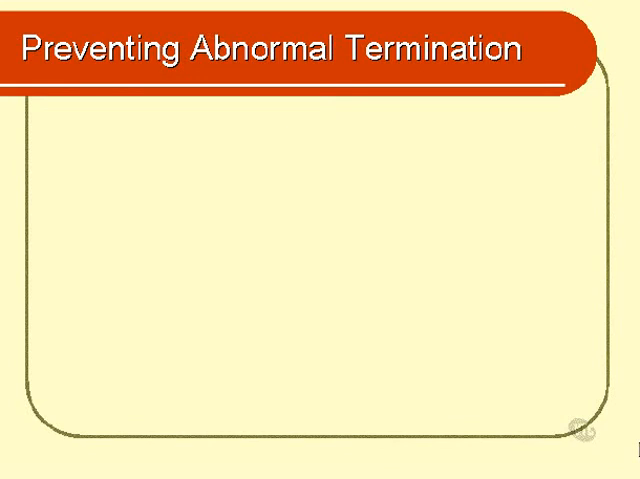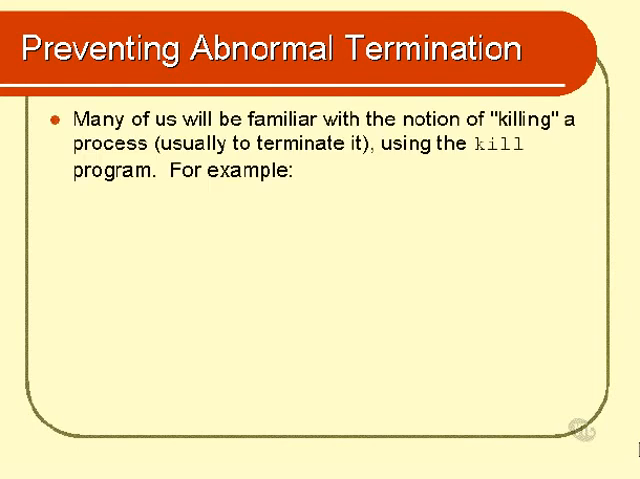I've called this module Preventing Abnormal Termination. Now let me explain what I mean by that. Most of you will probably be aware that it is possible to kill a process. In other words, you just use the kill program and specify the process ID, and what happens is the program dies. Well, it usually dies. It doesn't always die, and in this module I'll be explaining why it doesn't always die. I'll actually give you the knowledge to design your program in such a way that you can do anything you want if someone tries to kill you.